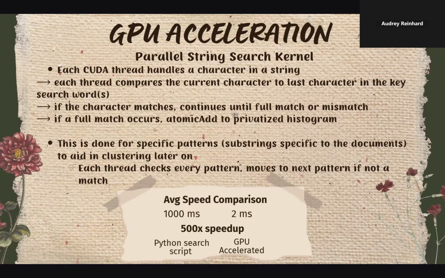At a deeper level in the GPU, the parallel string search works by each thread handling a single character in a string. The thread compares the current character to the last character in the word that it's searching for. If the character matches, then it continues moving left, so farther into the word, until either a full match or a mismatch occurs. If a mismatch occurs, then the thread exits and it is done. Otherwise, if a full match occurs, then an atomic add happens to a privatized histogram. And then at the end, all of the histograms are added onto global memory.